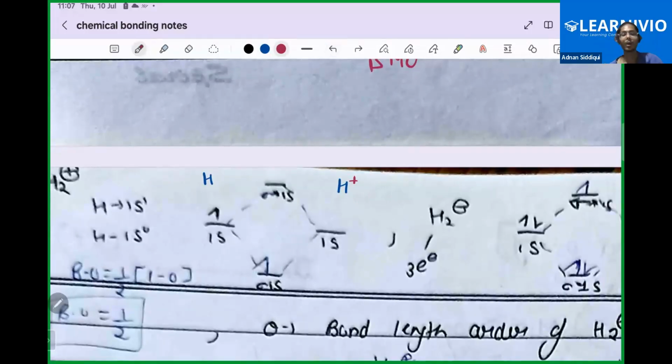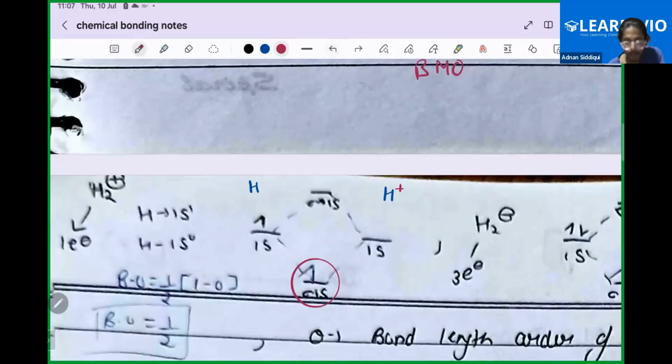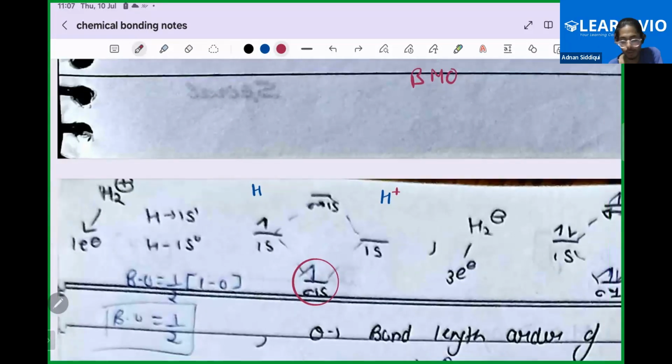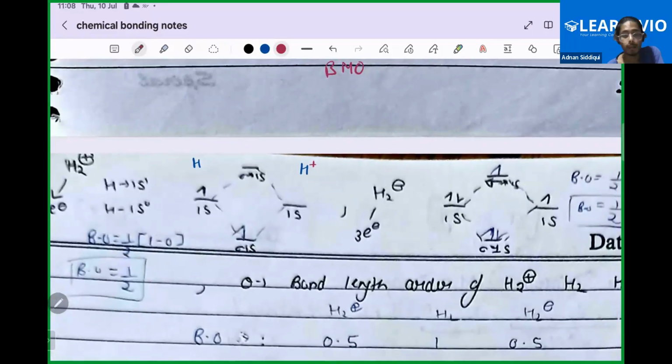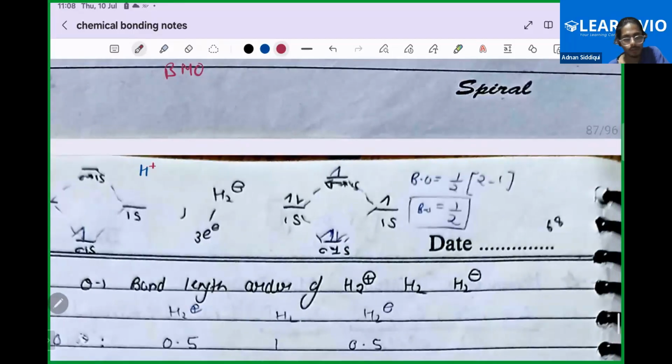So if you are doing the molecular orbital theory, now you only have one electron and you will be able to place only one electron here. So in the bonding molecular orbital, you will have only one electron, right? In the H2 plus molecule, you will have only one electron in the bonding molecular orbital. So what should be the bond order for this one? Half. Great.